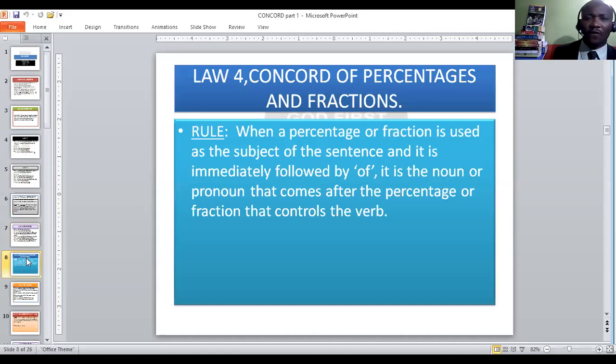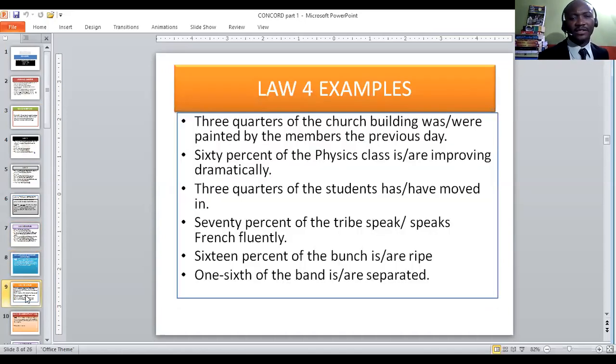Well, let's look at law 4, concord of percentages and fractions. And what is the rule? When a percentage or fraction is used as the subject of the sentence and it is immediately followed by "of," it is the noun or pronoun that comes after the percentage or fraction that controls the verb. Let us see what we're talking about: the noun or pronoun that comes after the percentage or fraction.